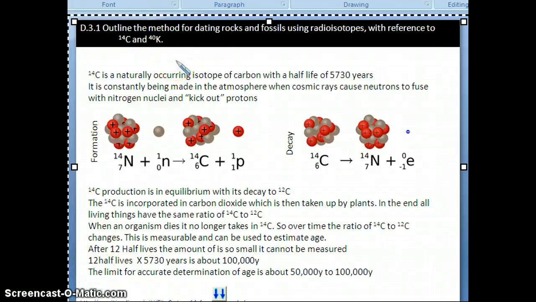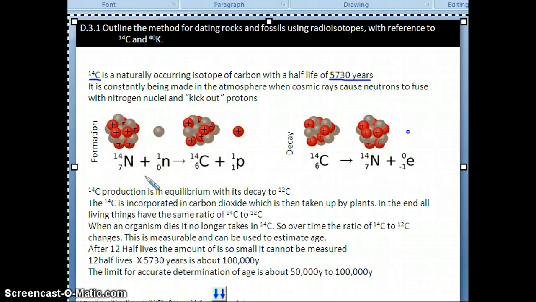We talk about Chapter 15, the first three assessment statements of Chapter 15. First thing we're going to talk about is the radioisotope carbon-14. So carbon-14 is going to be written this way. Carbon-14 is a naturally occurring isotope with a half-life of 5,730 years.